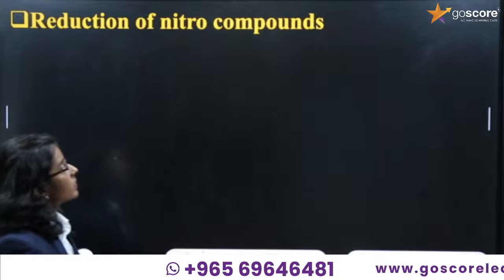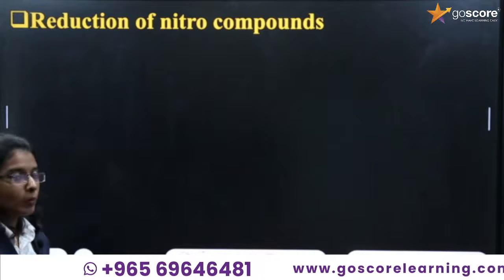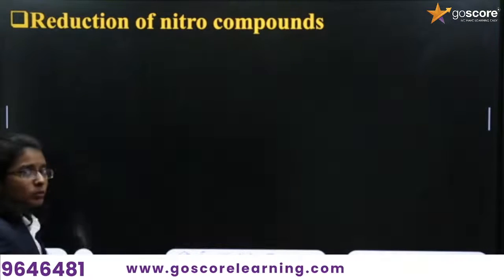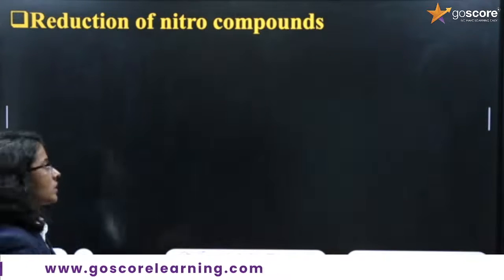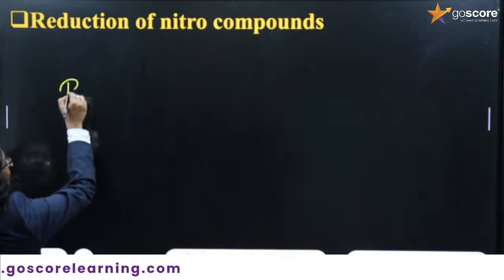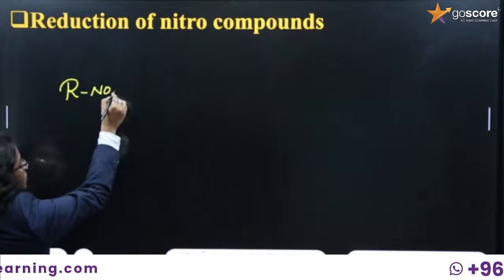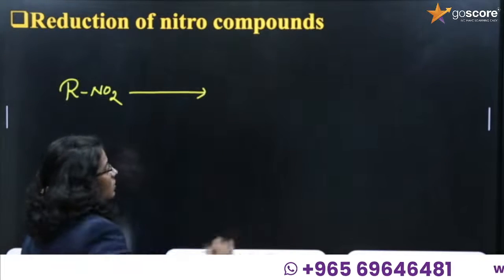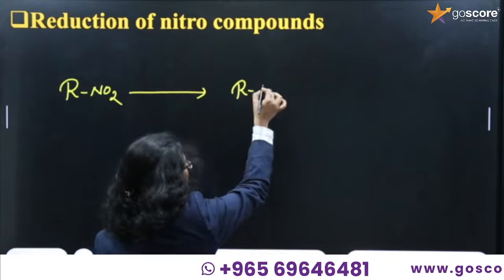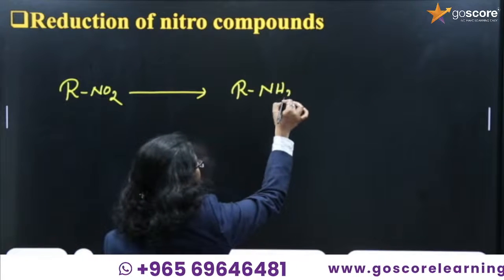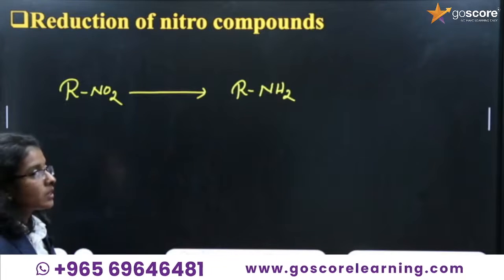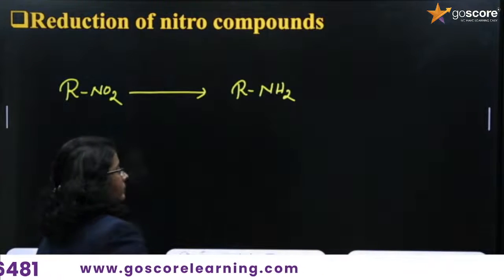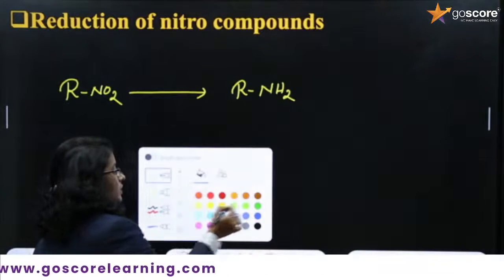So the first one is reduction of nitro compound. I think you all know what is a nitro group. RNO2 is called nitro group. This nitro group on reduction, you will get amine. Now you know the formula of amine, RNH2. Is it? So what you have to study is which reagent we are using here.